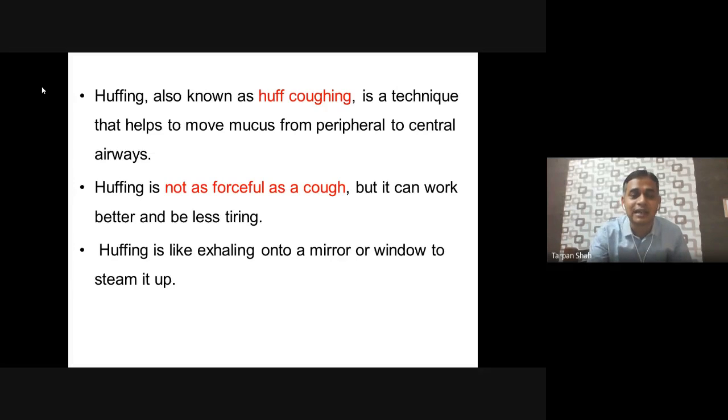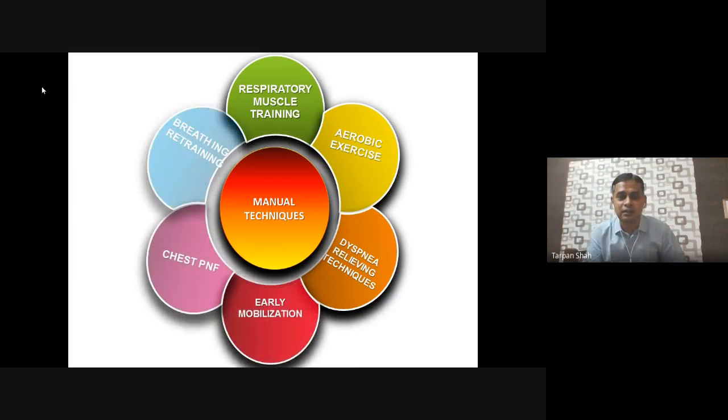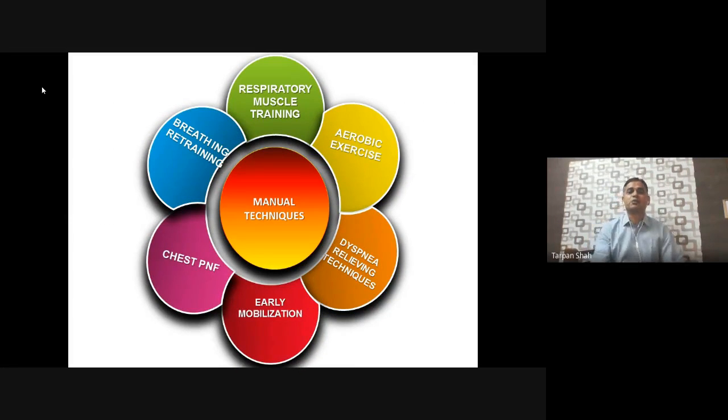Now let us see the second component for today's discussion. Again, with this infographic, you can learn about 6 more techniques: respiratory muscle training, aerobic exercise, dyspnea relieving technique, early mobilization, chest PNF, and breathing retraining. I repeat once again: respiratory muscle training, aerobic exercise, dyspnea relieving technique, early mobilization, chest PNF, and breathing retraining.